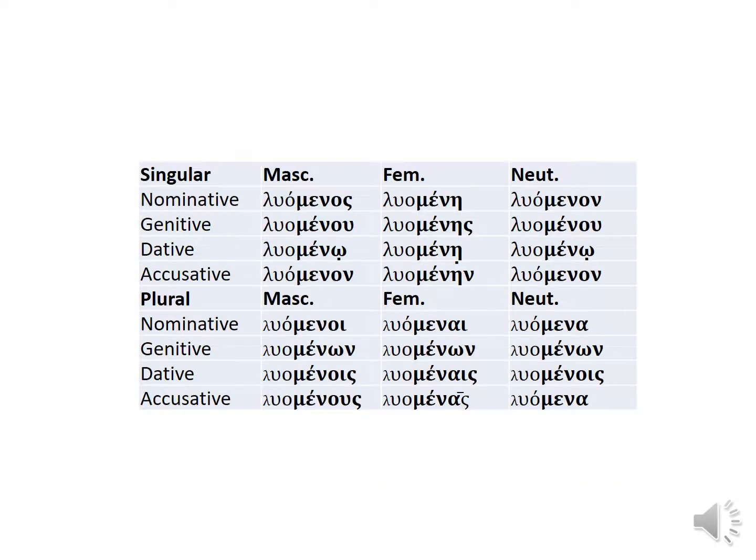And here's what it looks like when it's all put together. So just to go back to our chop it policy, there's your stem, there's your connecting vowel, and then your participial morpheme followed by your 2-1-2 endings.